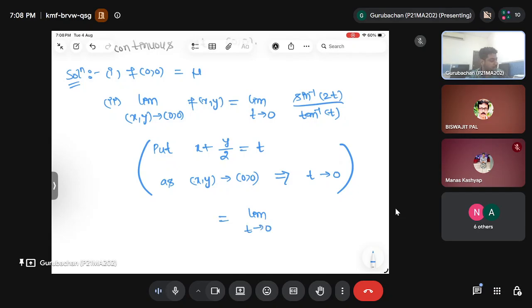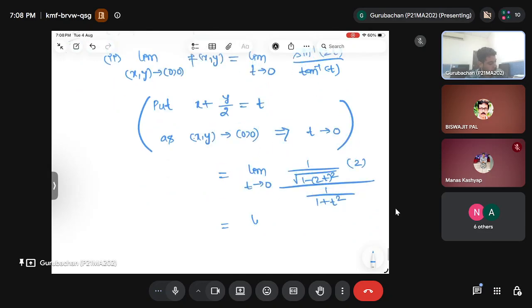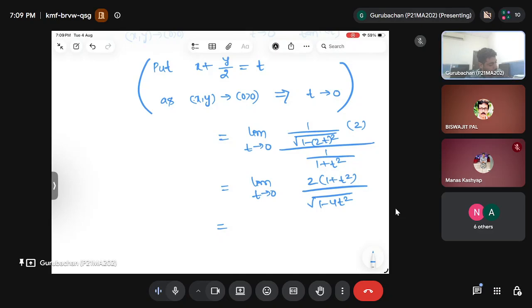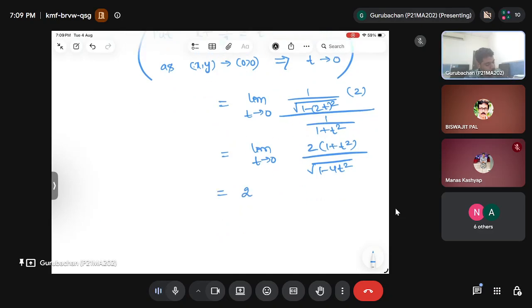What will be the differentiation of sine inverse 2t? Tan inverse t is, so you will get 2 times (1 plus t square) divided by root of (1 minus 4 t square). Is it correct? Or did I do something wrong? Correct, sir. So put t equal to 0, what will you get? 2.